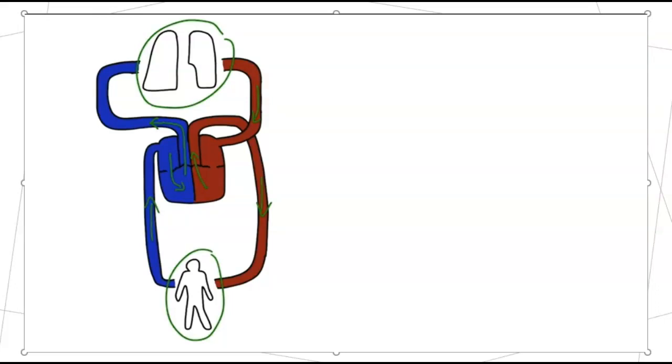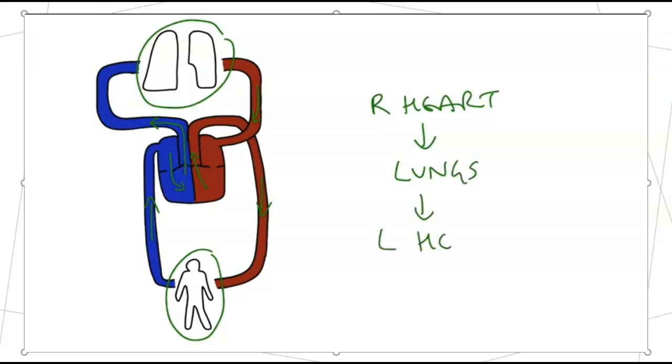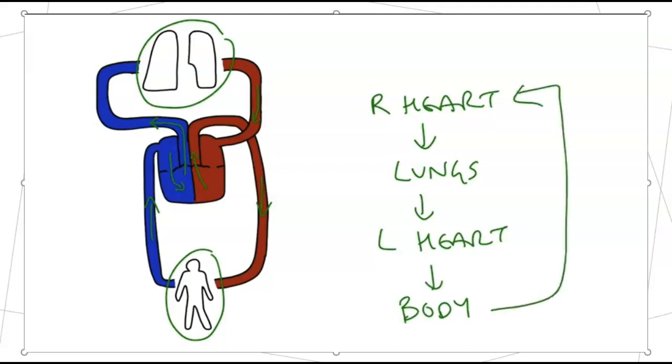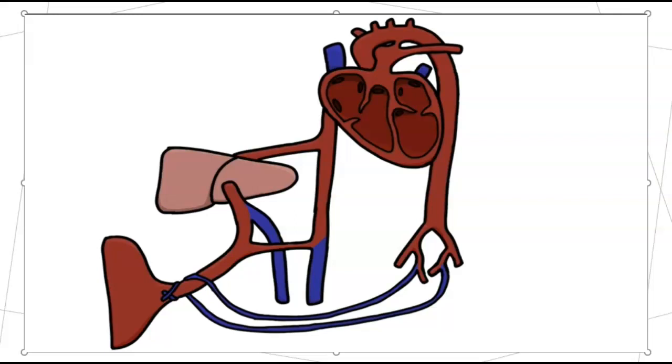So essentially the objective of postnatal circulation is to take blood from the right side of the heart to the lungs, then to the left heart, then to the body, and then to return back to the right hand side of the heart. So next.